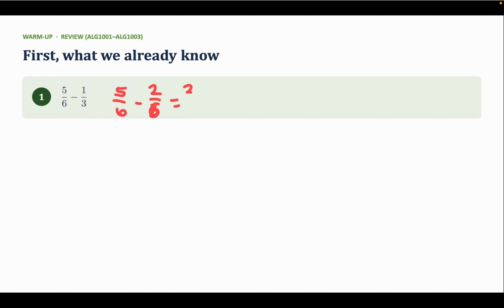First, what we already know. Subtract 5/6 minus 1/3. What's the common denominator that we need? 6. So let's change our fractions. The first one stays the same, 5/6 minus 2/6, and then we can subtract to get 3/6, which simplifies to 1/2.